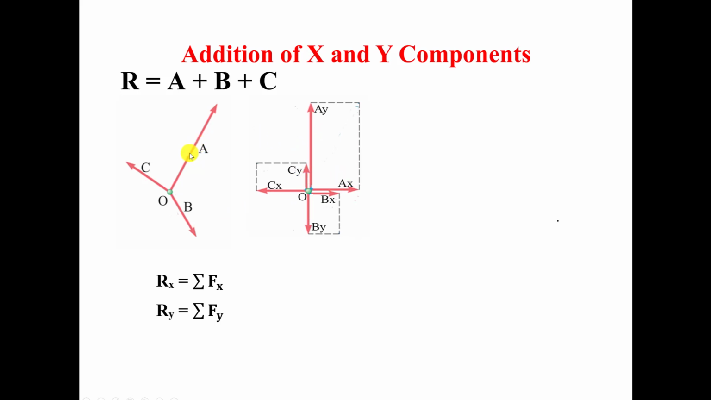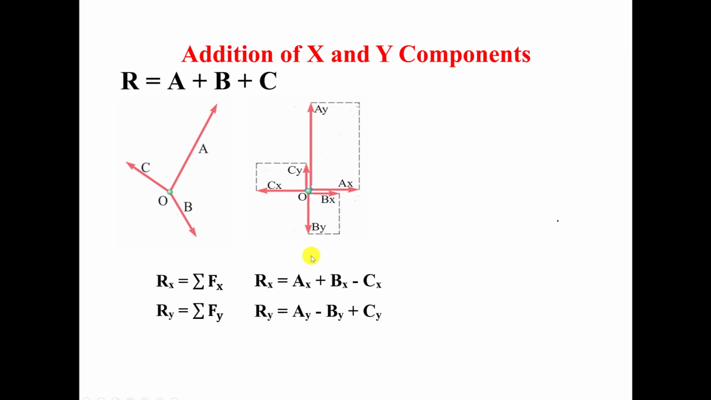So now this is what we're going to do. The first force A will be resolved into 2 components, Ax and Ay. Same thing for the force B, where it has 2 components, Bx and By, and the same thing for the force C, which is going to have 2 components, Cx and Cy. Now, to move to the next step, once we have 6 components, we're going to add all the x components to get Rx, and all the y components to get Ry.